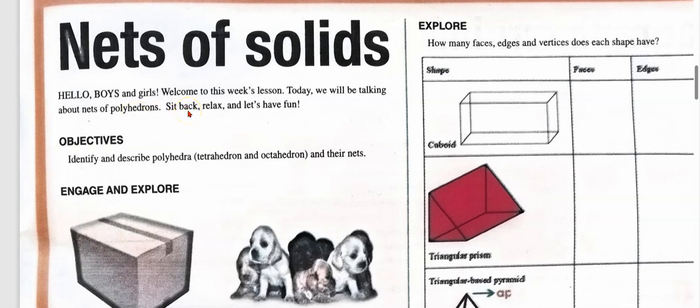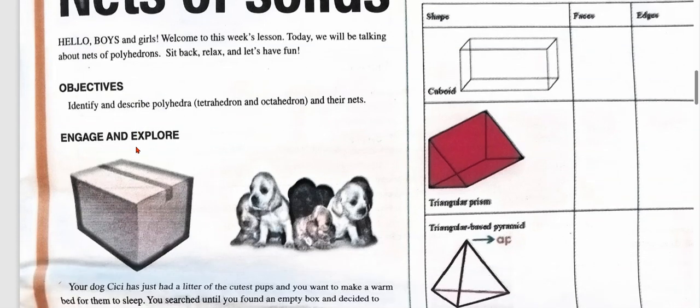In this episode, we'll be talking about nets of polyhedrons. Sit back, relax, and let's have fun. Our objectives for this lesson include: 1. Being able to identify and describe polyhedra and their nets. Now, when we talk about polyhedra, we want to focus on tetrahedrons and octahedrons.